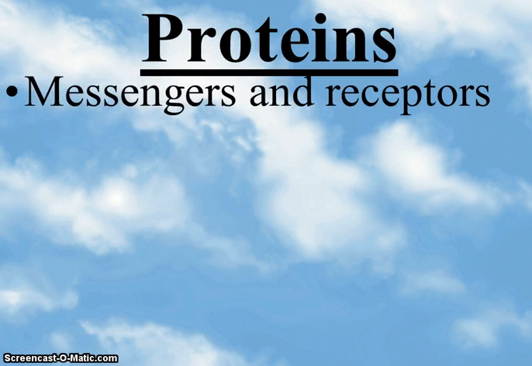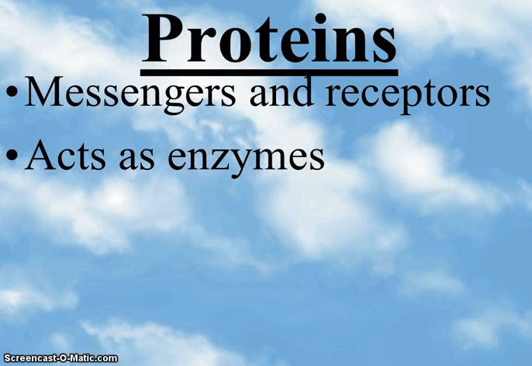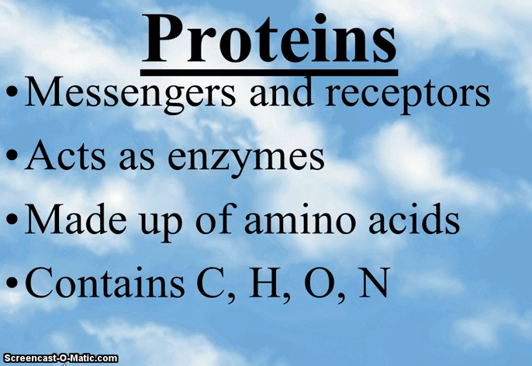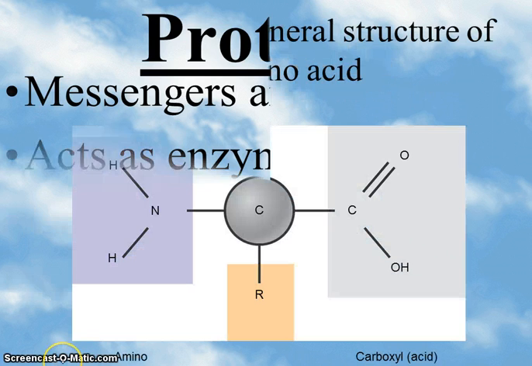In addition, proteins are messengers and receptors for cells. They act as enzymes, which help to control chemical reactions in living organisms. And they're made up of building blocks called amino acids. Proteins are made up of the elements carbon, hydrogen, oxygen, and nitrogen. Some might also have sulfur and phosphorus.